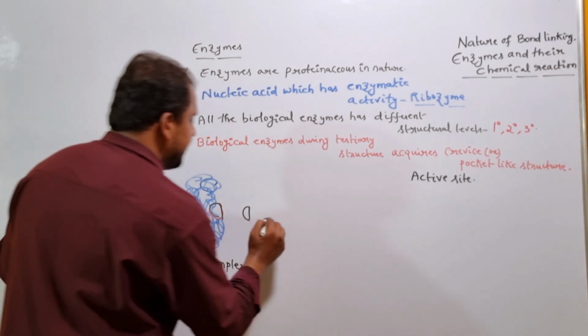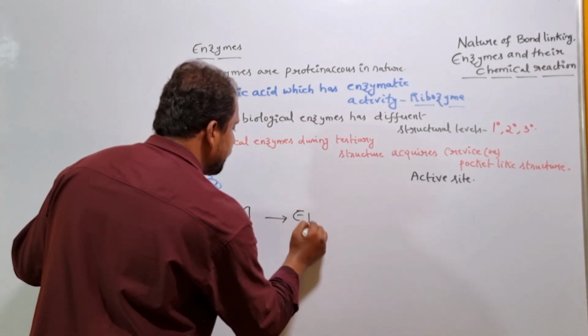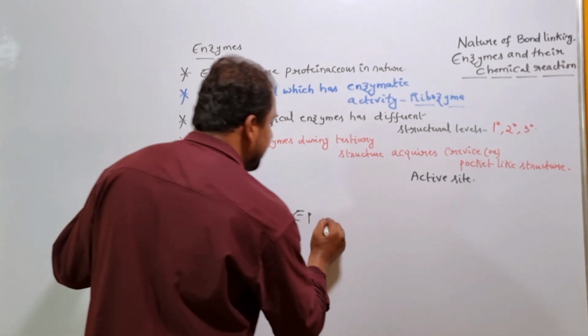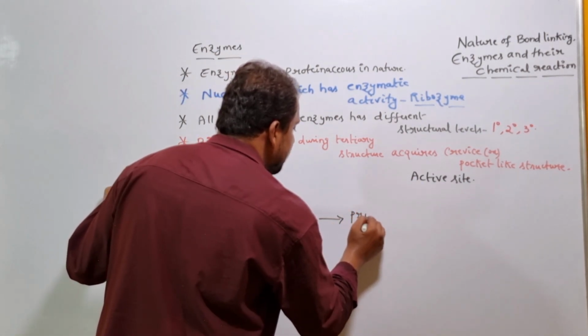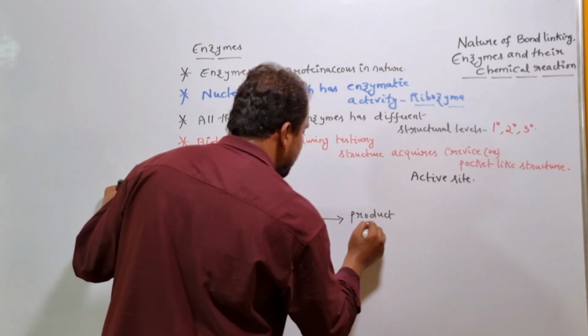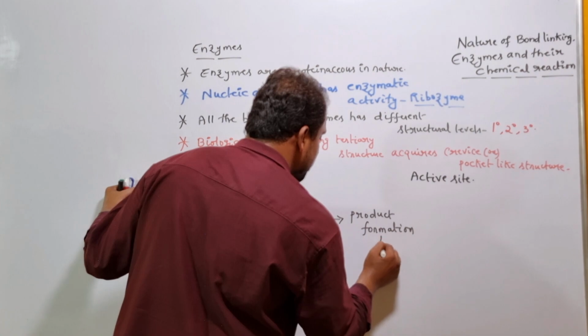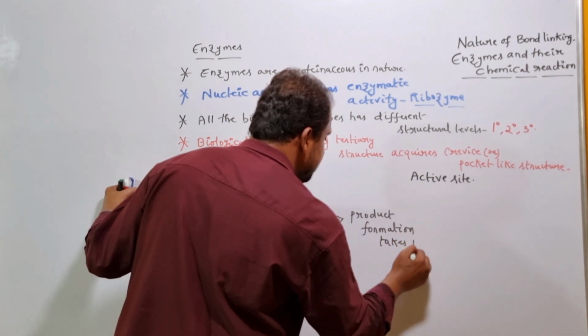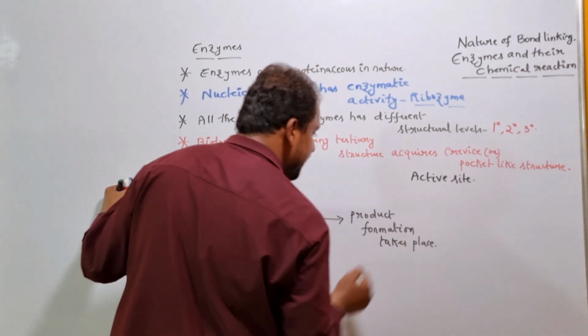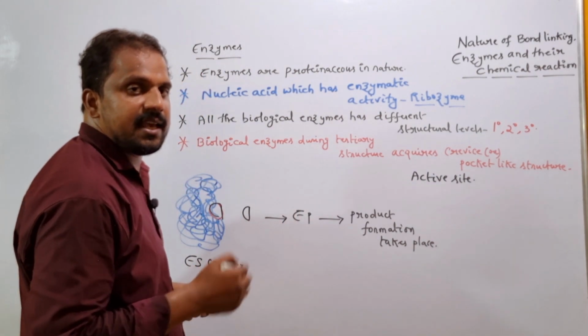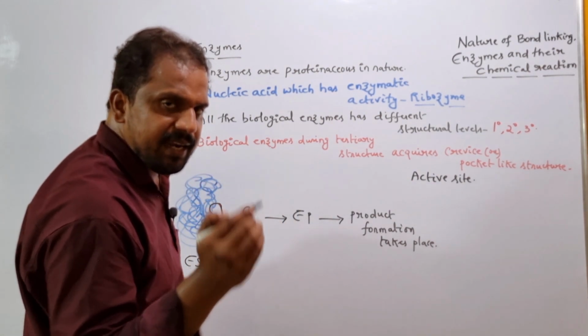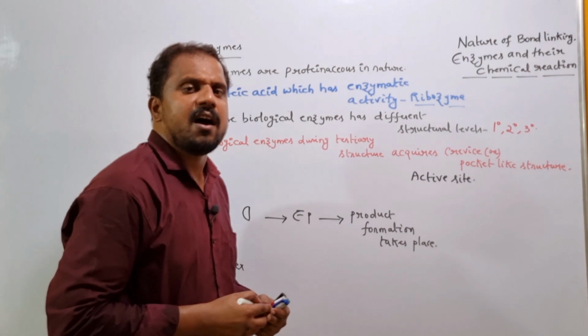Enzyme substrate complex, it is capable to yield enzyme product complex. Then after, here it leads to the production of one specific product. Product formation takes place, right? So nearly all the biological enzymes, they are organic compounds. Is it clear? Nearly all the enzymes, they are organic compounds.